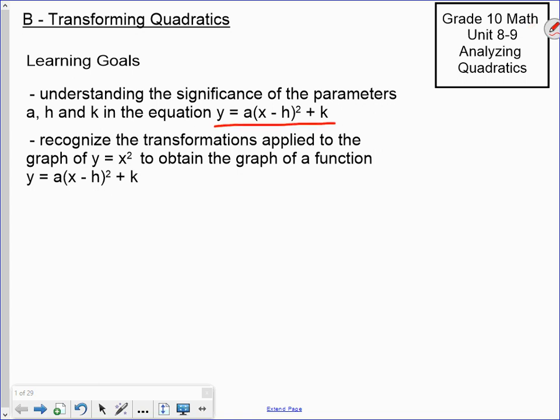What we want to do by the end of today's lesson is understand the significance of these parameters a, h, and k that appear in this form of the quadratic equation. We also want to recognize what transformations are applied to the graph of a very simple parabola, y equals x squared, to obtain the graph of a parabola that has this equation here. Basically, we want to be able to make a connection between the values of a, h, and k and how we have changed the graph to get our new parabola.